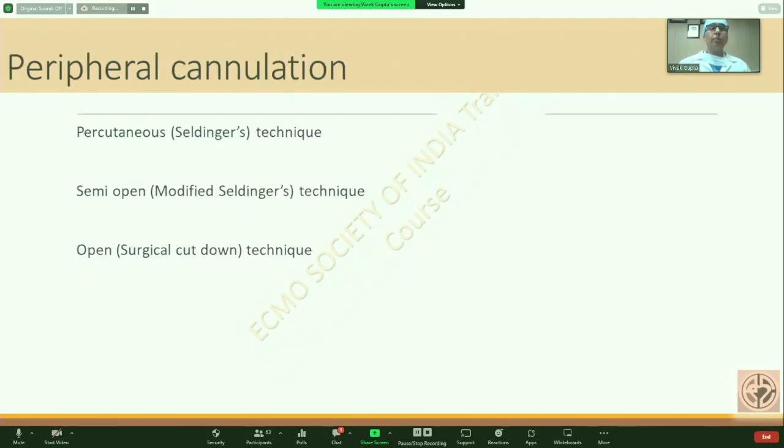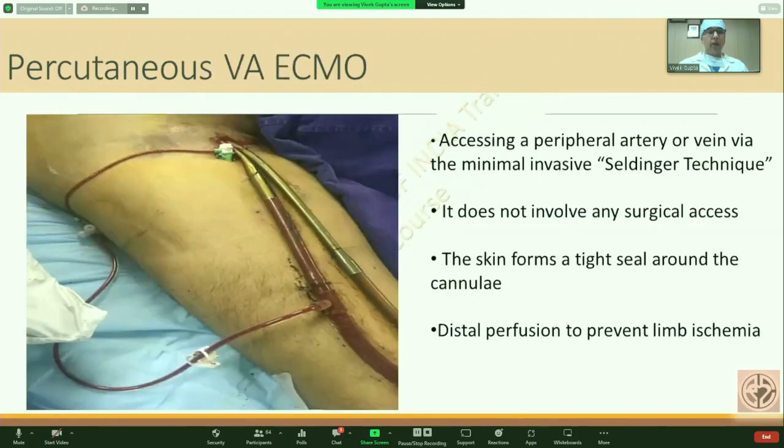So how do we do the peripheral cannulation? Peripheral cannulation can be achieved by using the Seldinger technique, meaning percutaneous technique, or modified Seldinger technique, which is semi-open: you open, expose the vessels, and then finally you cannulate, which we do under vision. And the third one is the open or surgical cut down, when you totally expose the patient, make a cut down in the vessel, and you place the cannula. So we'll be talking one by one about each technique.